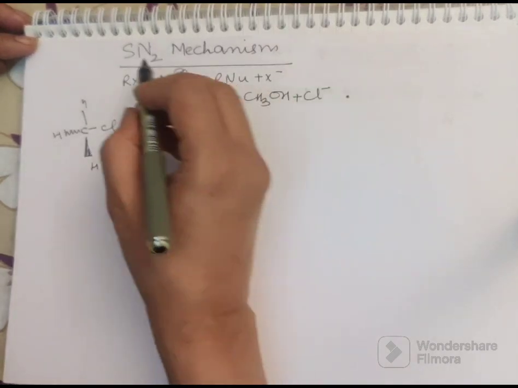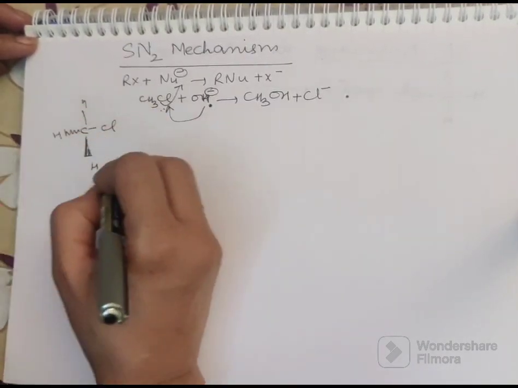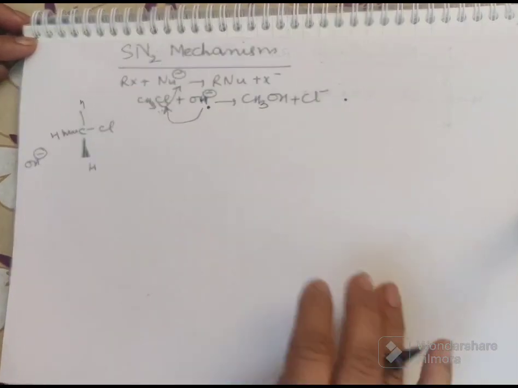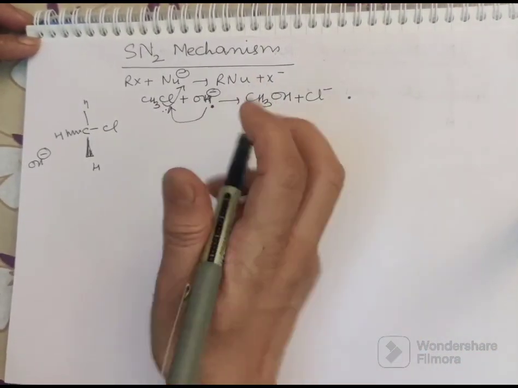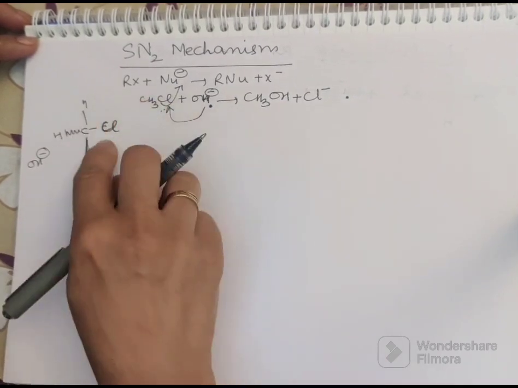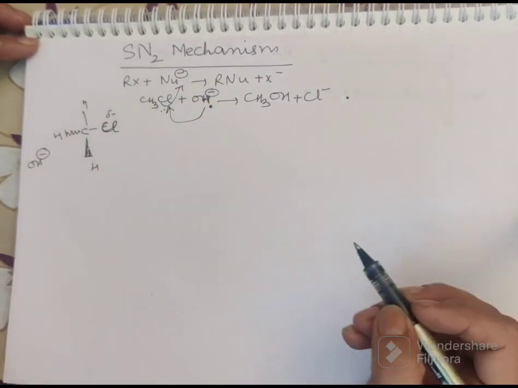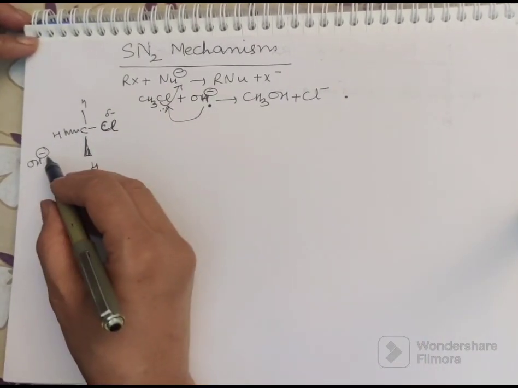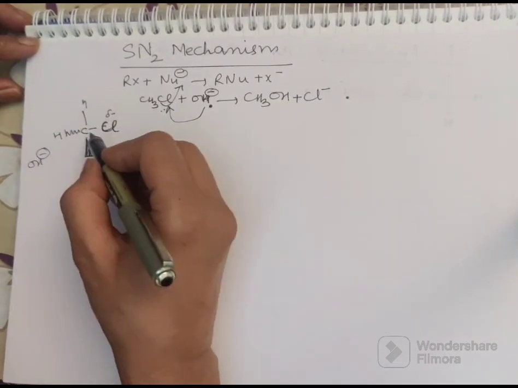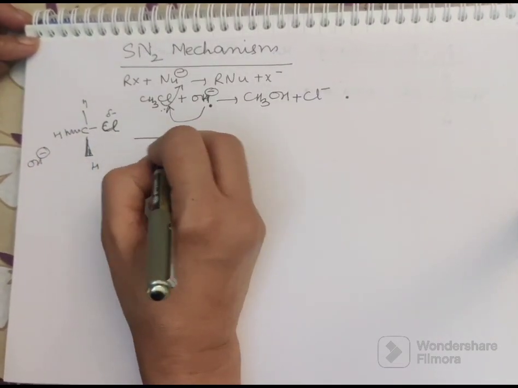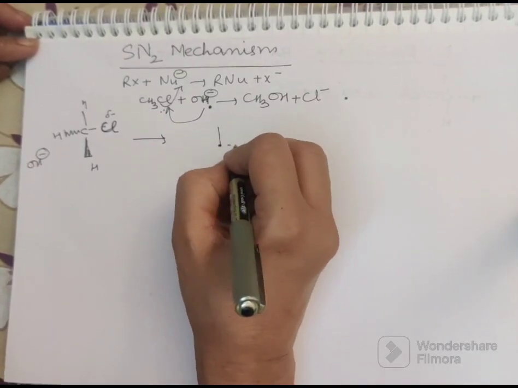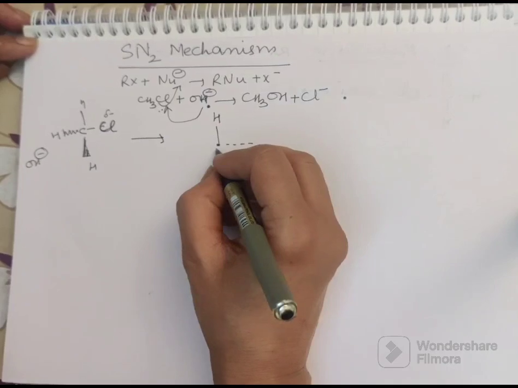Now how is this going to happen in SN2? This is my methyl chloride. When OH minus ion, the nucleophile, has to attack, it cannot attack from this side because Cl is electronegative. It has a small negative charge on it. OH minus is also negatively charged, so there will be a lot of repulsion. So it attacks from the back side, and what happens next is a transition state is formed. Transition state, why?